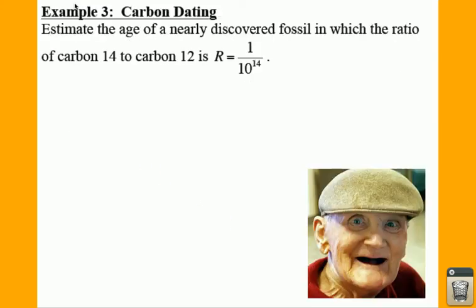So if we look at our next example here, we want to estimate the age of a newly discovered fossil, which the ratio of carbon-14 to carbon-12 is R equals 1 over 10 to the 14th.